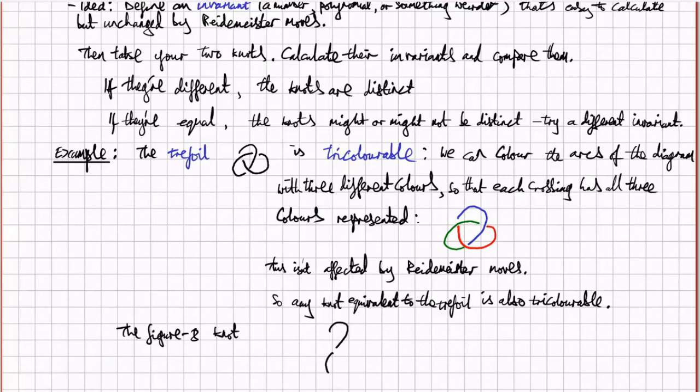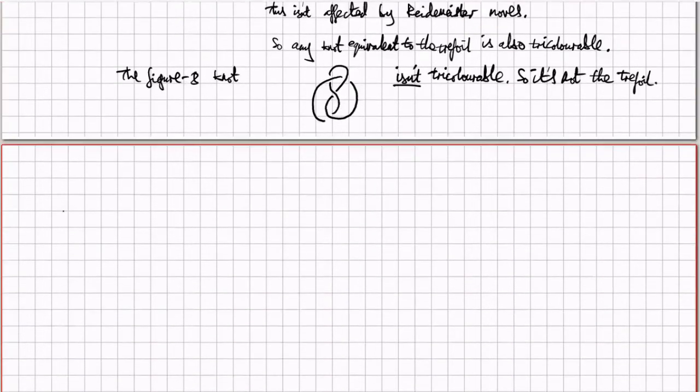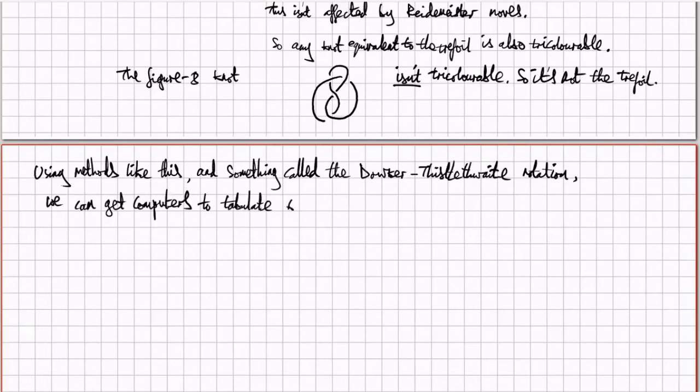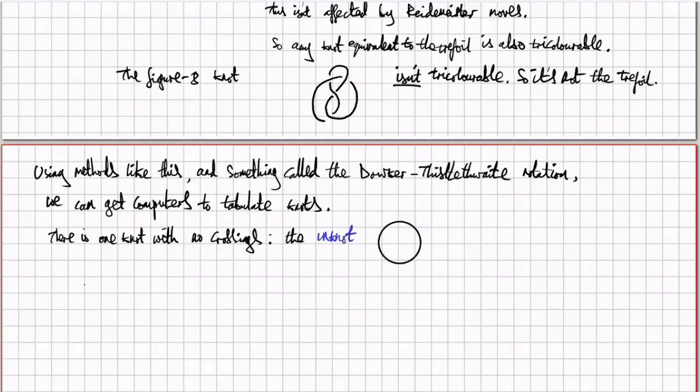Now if we try this for the figure 8 knot, which is the second most complicated non-trivial knot, it turns out that that's not tricolorable. And what that means is that it's not equivalent to the trefoil. So we know that however we draw these diagrams, the trefoil and the figure 8 knot are distinct, they're non-equivalent knots. Now using methods like this and using something called the Dowker-Thistlethwaite notation or some other notation for knots, we can actually get computers to tabulate knots. Back in the 19th century, Tait, Kirkman and Little did it all by hand. We can now get computers to do it.